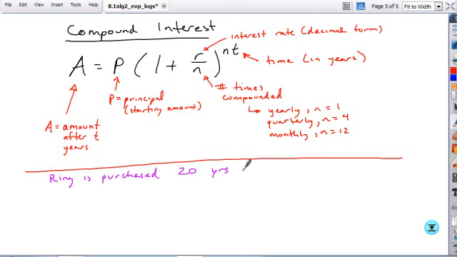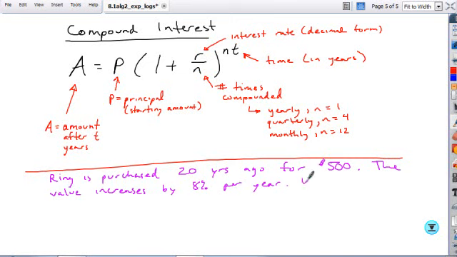All right, so you have a ring that was purchased 20 years ago for $500. The value increases by 8% per year. What is the value today?